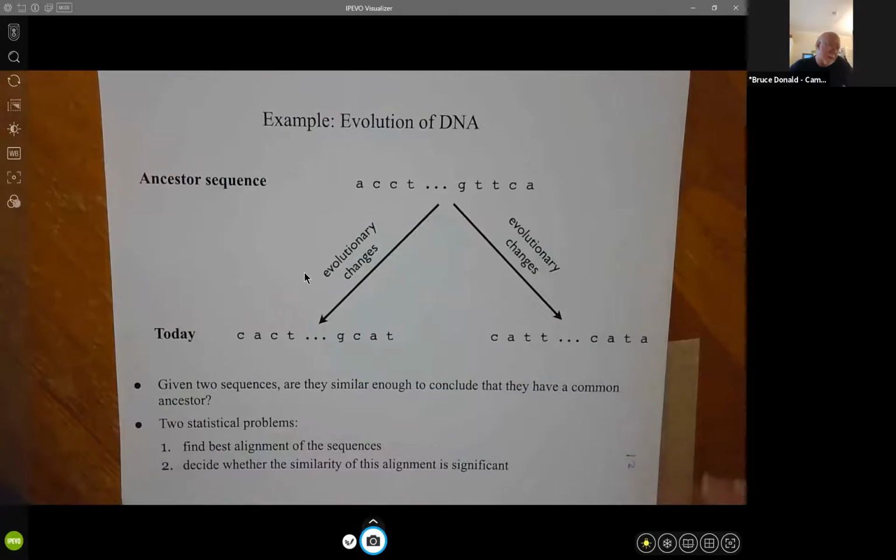So given 2 sequences, are they similar enough to conclude they had a common ancestor? So 2 statistical problems. What's the best way to align these sequences, even if there are gaps or changes? And can you decide whether the similarity of the alignment is significant, whether these really are related in some sense? Very important in forensics as well as in paleontology, biology, microbiology, evolution, and so forth.